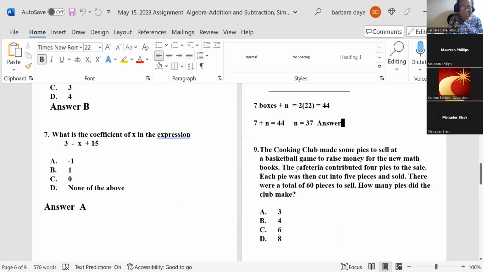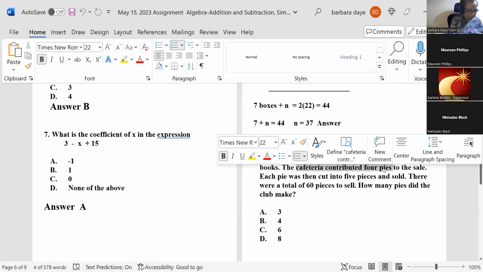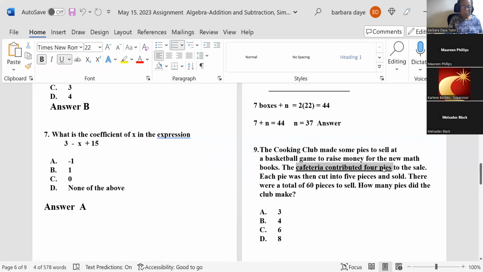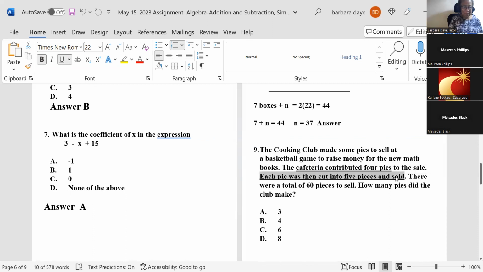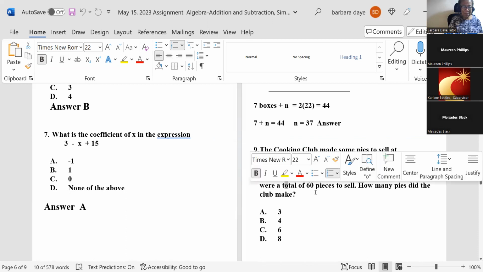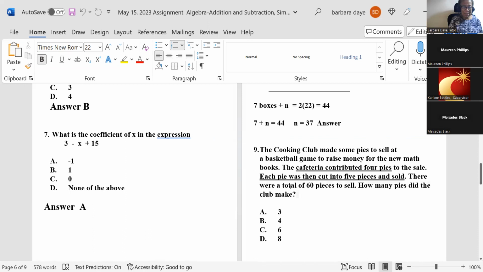Want me to read during? The cooking club made some pies to sell at the basketball game to raise money for the new math books. The cafeteria contributed 4 pies. Okay, let's go there. 4 pies. Underlining what you'll need here.